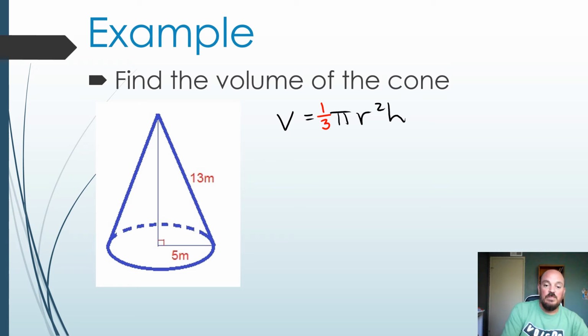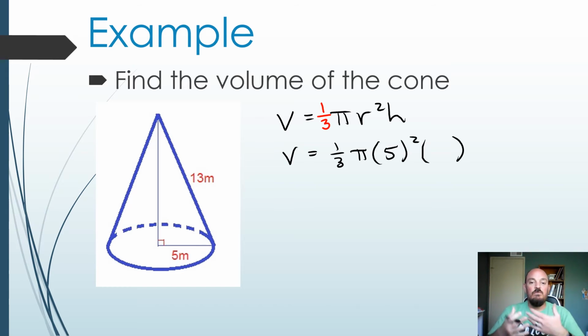Now, the other thing about this is we're missing one piece. When I try to do this, we have 1/3 pi, the radius is 5, that's given in the question, but we don't know what h is. What I gave you in the problem is the slant height. That 13 is not the height, it's the slant height. The height is right here. I'm going to call it x. We don't know what it is yet. So we need to find the height first.